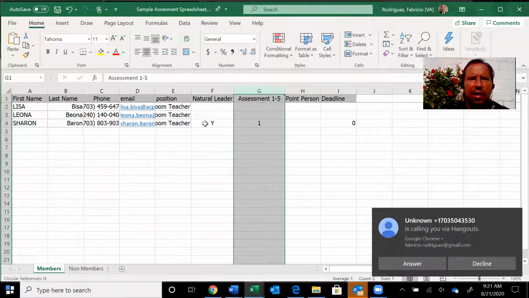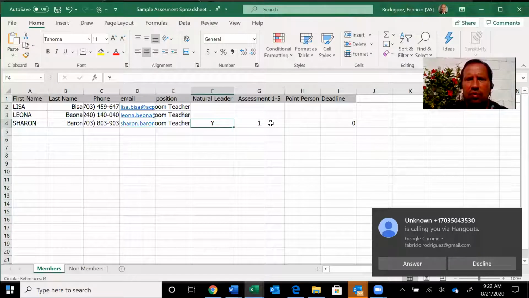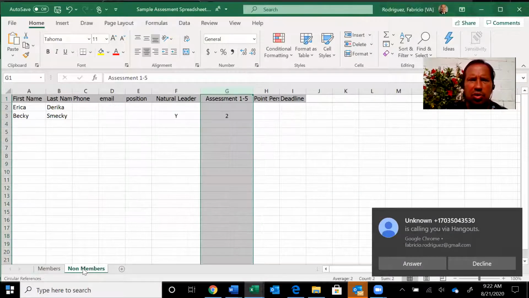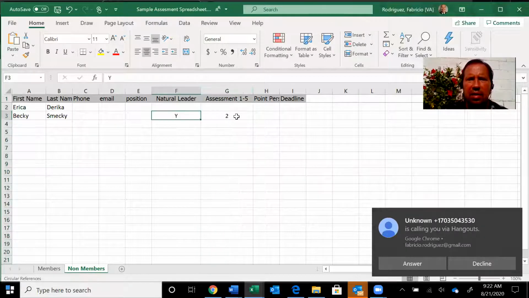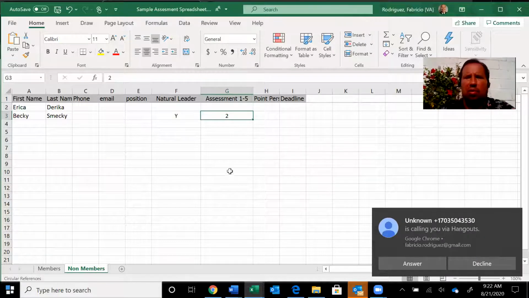This tool is really for the non-members, but you can see here, this person ranked Sharon Barron as a natural leader and also very pro-union, but they're not playing any official role in the association right now. So we're going to try to move her up the leadership chain. When we switch to the non-members database, they've identified Becky Smecki as someone who's a natural leader and someone who's probably with us on the question of collective bargaining.